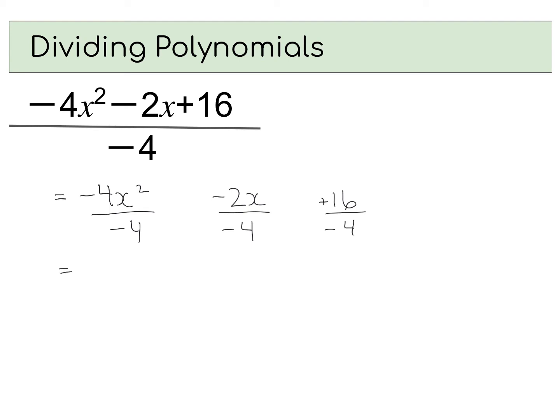So negative 4 divided by negative 4 is just 1, so we're left with x squared. Negative 2 divided by negative 4 is going to give us a positive 0.5, or 1/2 x. And then we have 16 divided by negative 4, which will give us a negative 4. So then our full polynomial is x squared plus 1/2 x minus 4. Divided by negative 3.